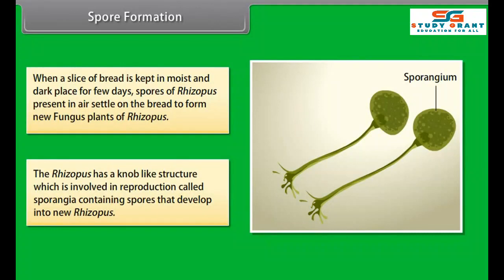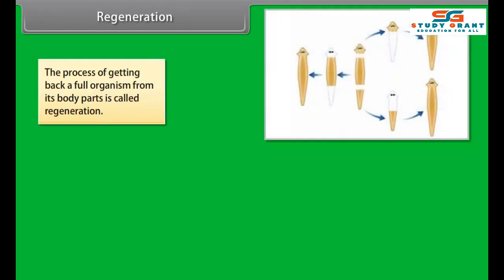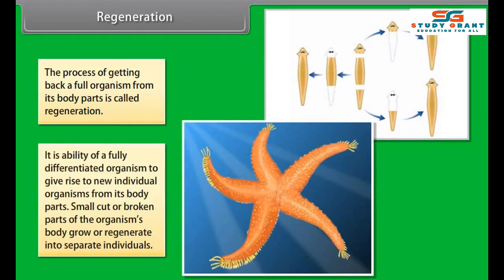Spore formation. When a slice of bread is kept in moist and dark place for few days, spores of rhizopus present in the air settle on the bread to form new fungus plants of rhizopus. The rhizopus has a knob-like structure which is involved in reproduction called sporangia, containing spores that develop into new rhizopus.